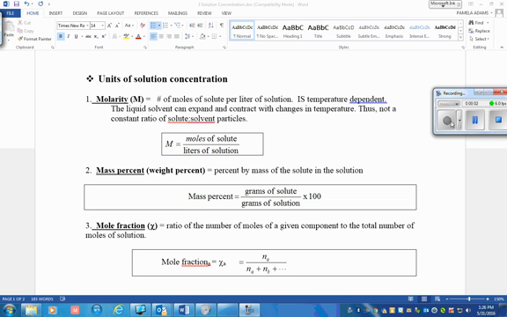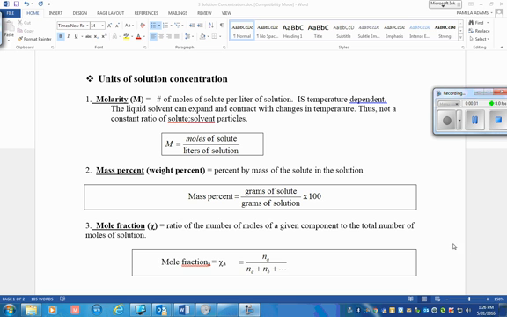Okay, one of the big parts of solution concentration is being able to calculate concentration in a number of different ways. We're going to talk about molarity, which you know is the moles of solute over the liters of solution. The mass percent, which is the grams of the solute divided by the grams of the solution. Remember, the solution is composed of two parts, the solute plus the solvent.